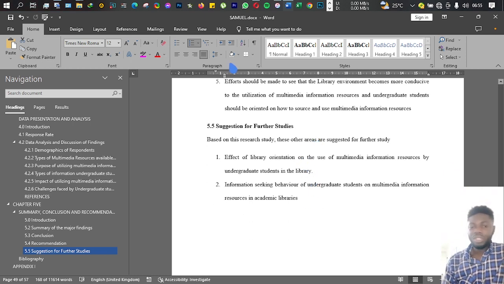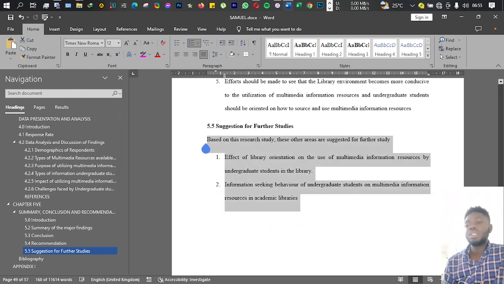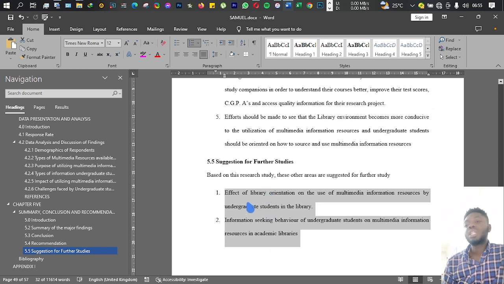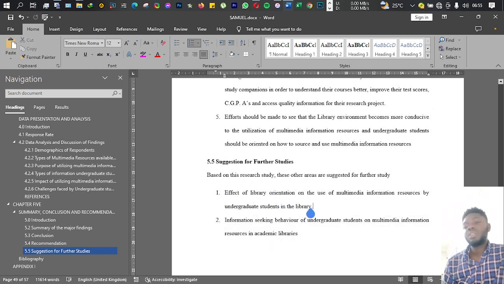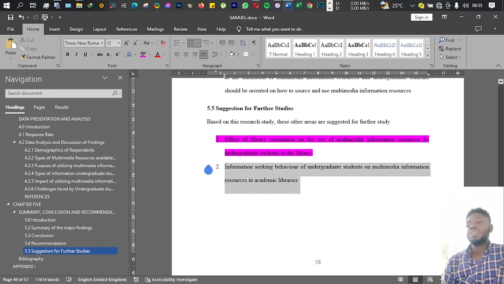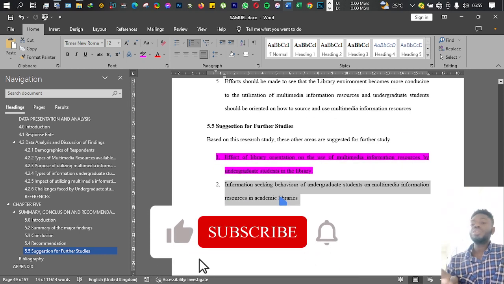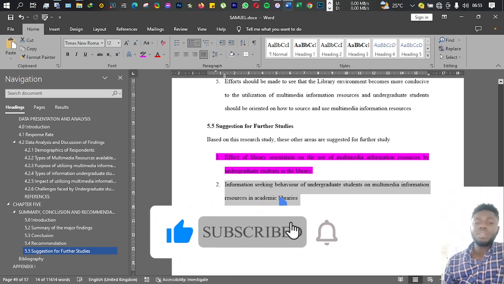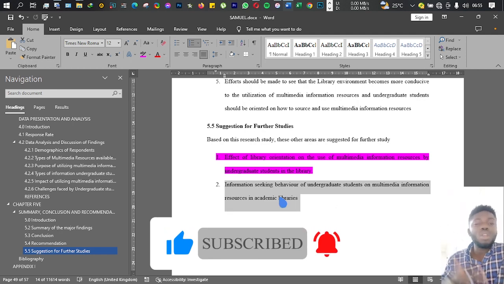Then suggestions for further studies. In the course of your research, you might have noticed that there are other gaps that could be researched on. This is where you tell us those things. Here I wrote effect of library orientation on the use of multimedia information resources. Now your own might be different, but what you should put here are generally other gaps you feel people should work on.